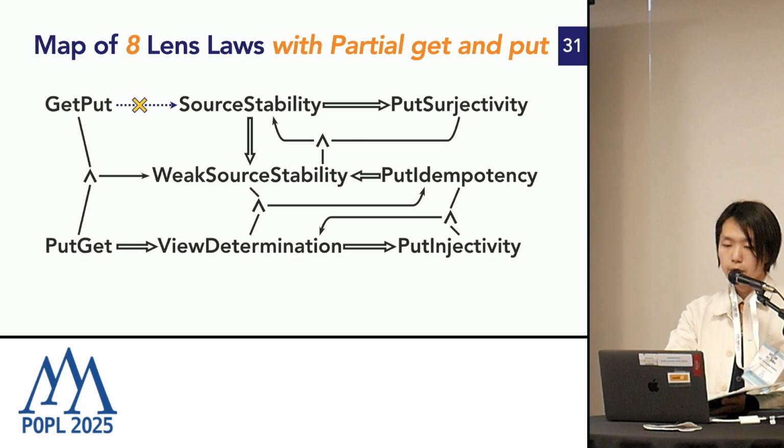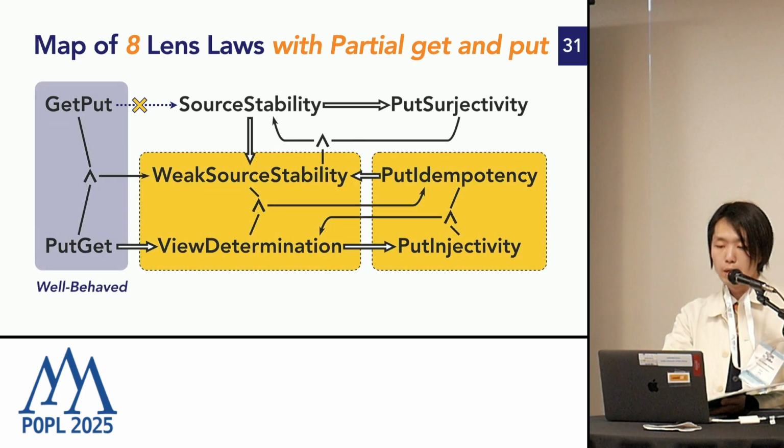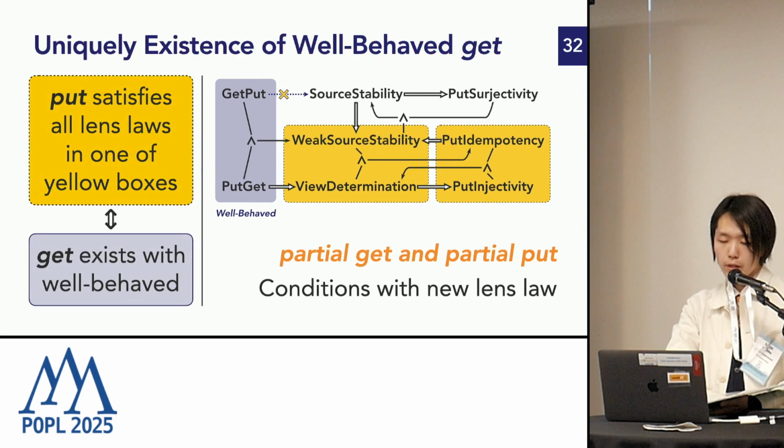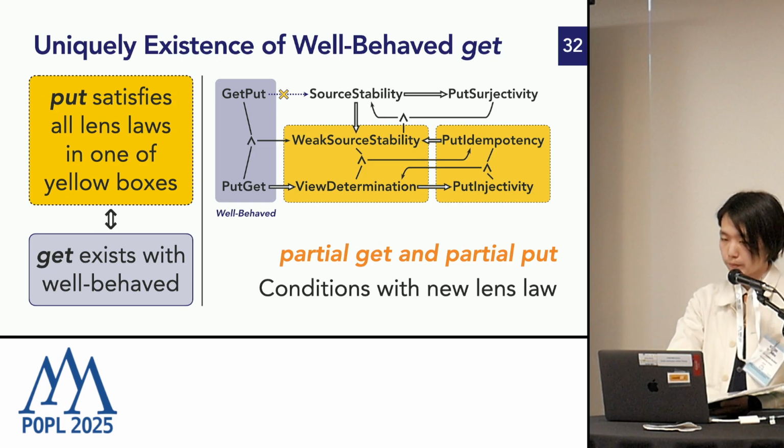As before, let me add some boxes. The purple box indicates the laws for well-behavedness. These yellow boxes are equivalent to each other. Also, these yellow boxes indicate conditions on the put.